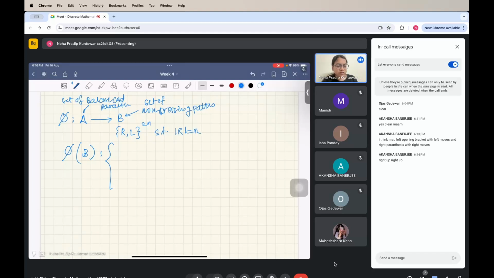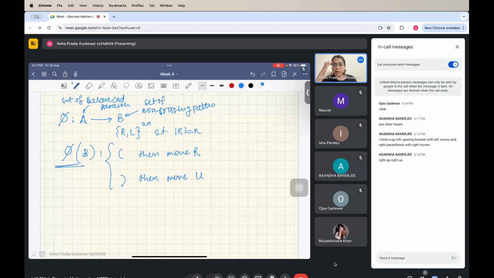So what you do is, if you see a left bracket, then append, or let's say move to the right, and if you see a closing bracket, then move upward. So this is the bijection that you have.